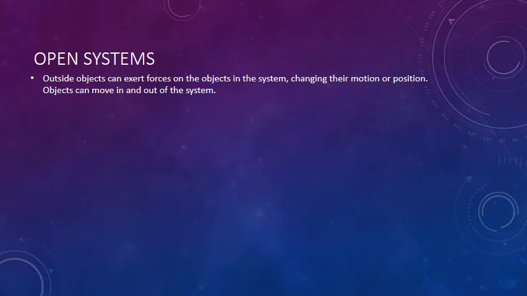So in contrast to closed systems, where we are pretending that an object is isolated and not being influenced by anything outside the solid line we've drawn around it, open systems are a little bit different. In an open system, outside objects can exert forces on the objects inside the system and can change their motion or position. Objects inside an open system can also move in and out of the system, so in and out of the dashed line that we draw around it.